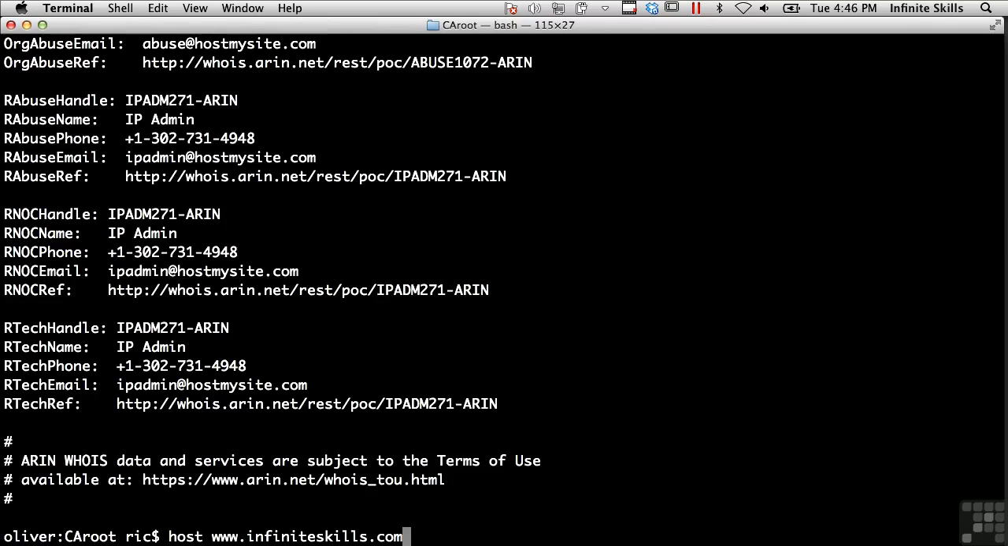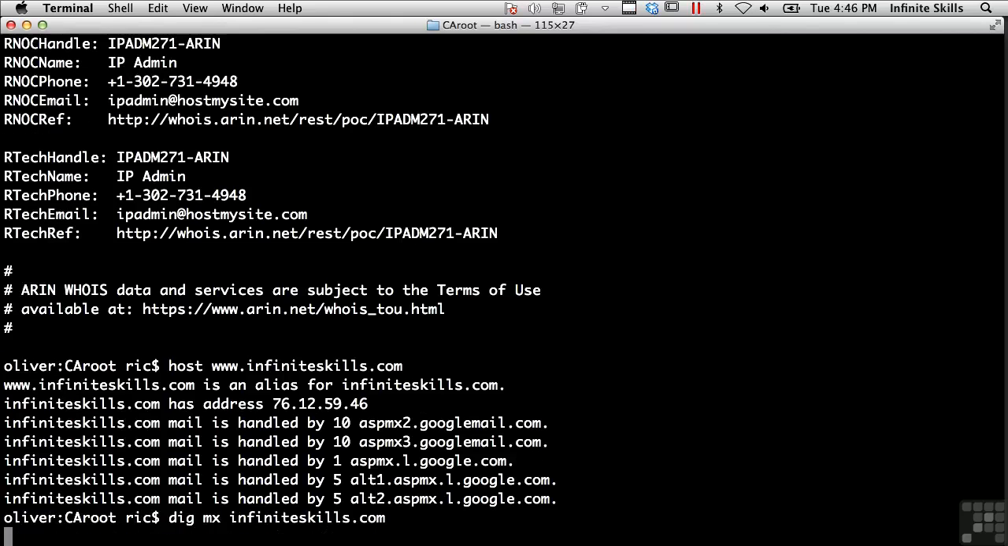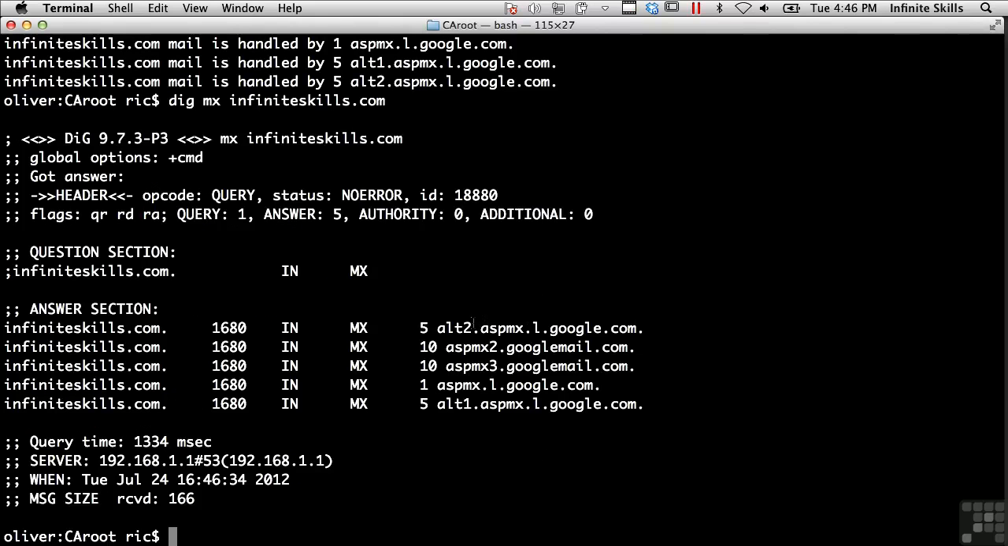Let's take a look at the website, because that may be a different address. www.infiniteskills.com is an alias for infiniteskills.com, which I've already looked up. What I'm seeing here is all the mail that's being handled. If I didn't have that, I could do dig MX infiniteskills.com, and I could get back all of the mail handlers. In this case, their mail is being handled by Google.